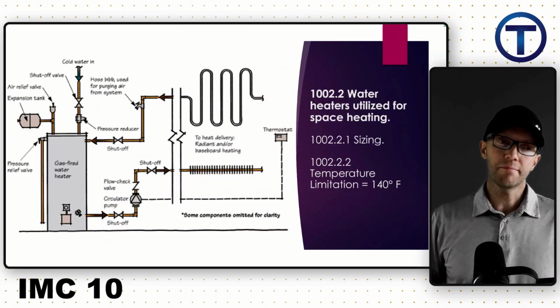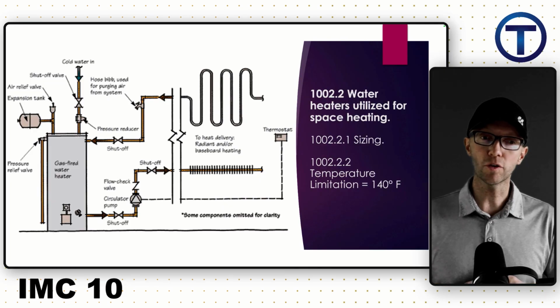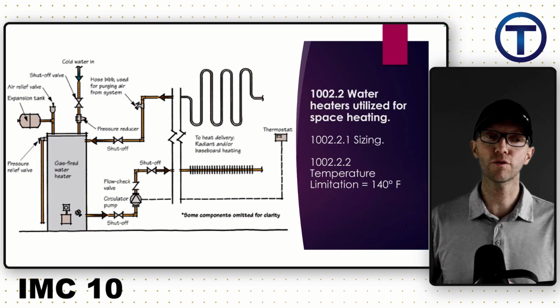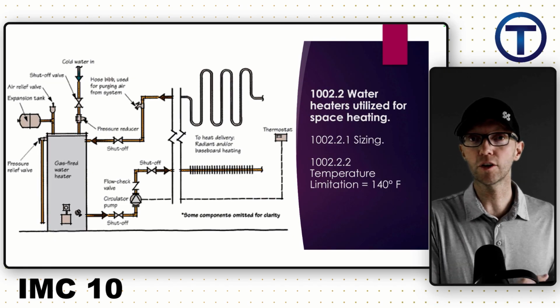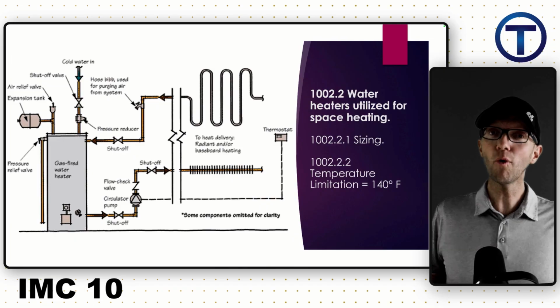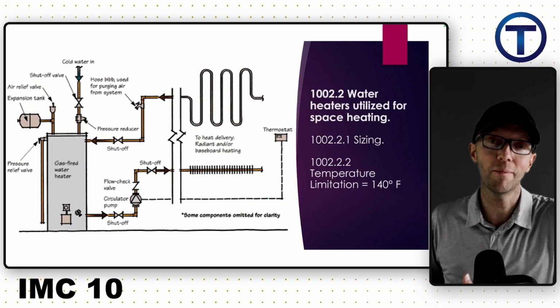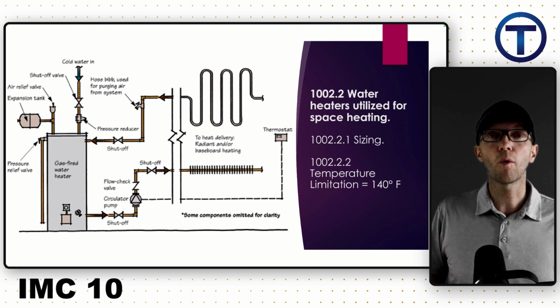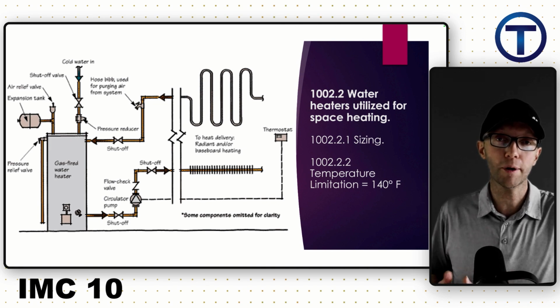All right, back to the matter at hand here. We're looking at 1002.2, which is water heaters utilized for space heating. You can use water heaters, obviously, to heat potable water, but they can also be used to heat the space. If a water heater is used for both, or even if it's just used to heat space, then we must install a water heater that's capable of doing that, manufactured for that purpose.